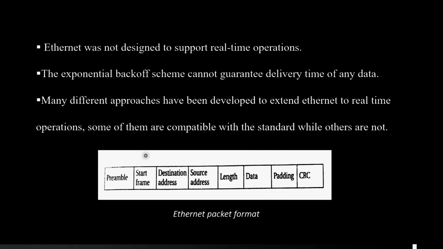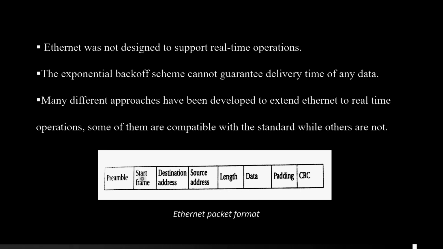This is the Ethernet packet format. It contains preamble, start frame, destination address, source address, length, original data, padding, and CRC. We'll discuss in detail each one of them. Preamble. An Ethernet frame starts with a 7 byte preamble. This is a pattern of alternating zeros and ones which indicates the starting of the frame and allows sender and receiver to establish bit synchronization.